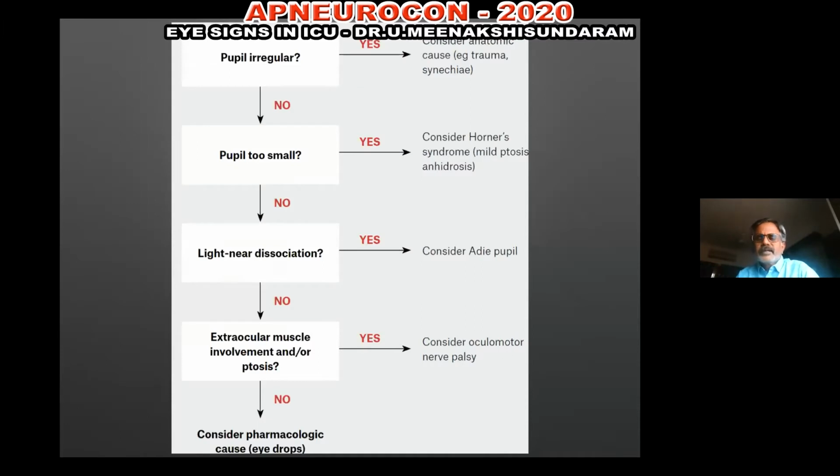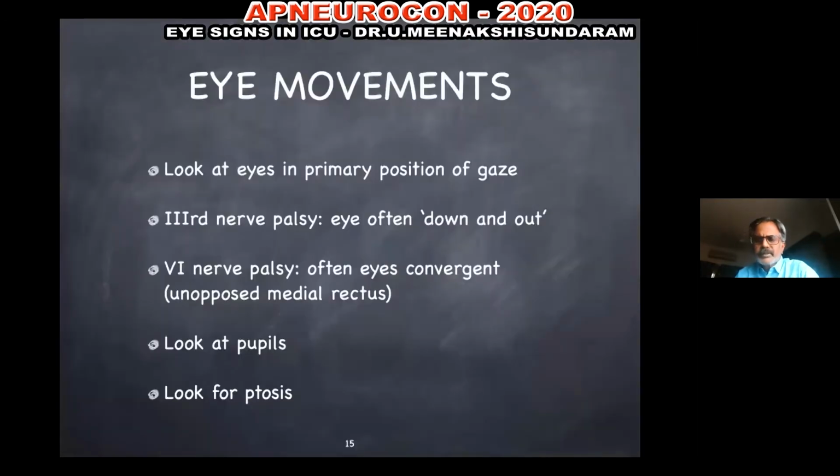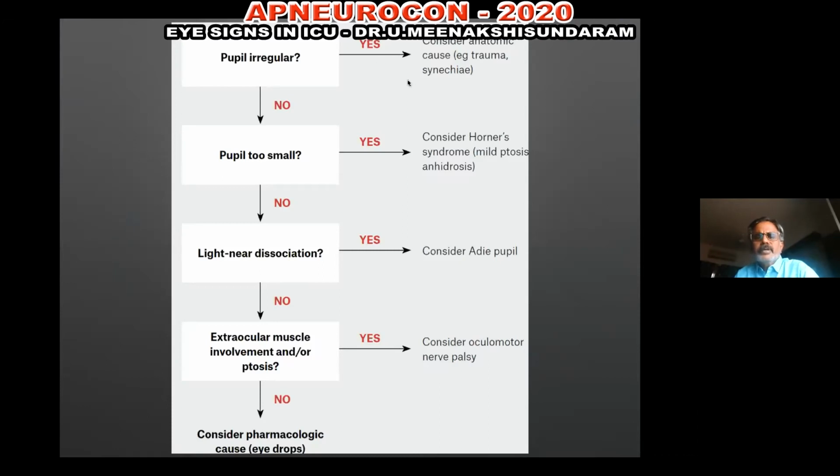So this is a nice flow chart. If you see the pupil irregular, as I say, you see anisocoria. Then you want to know whether there is, one second, sorry. If it is irregular, consider an anatomic cause, for example trauma or synechiae. But if it is not irregular and it's too small, consider Horner's.